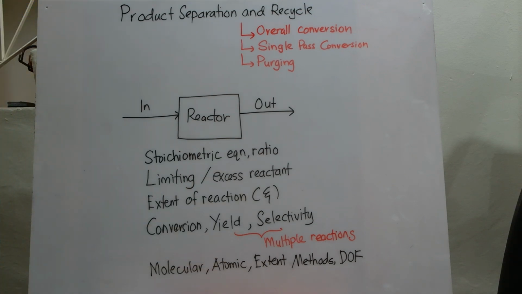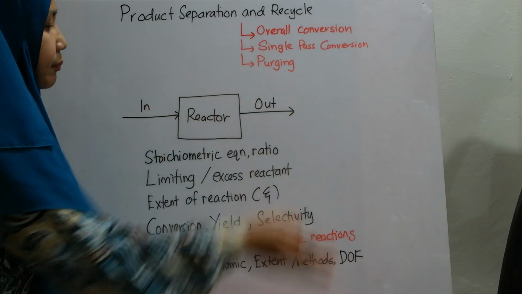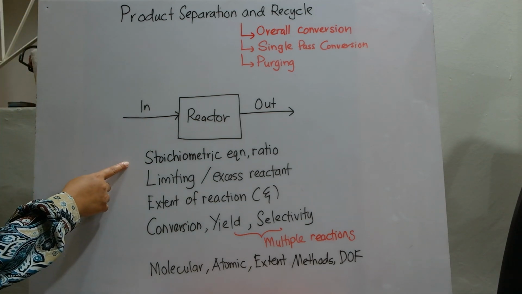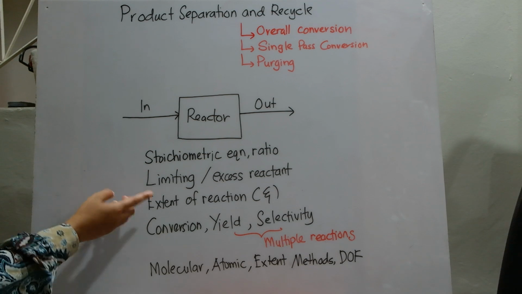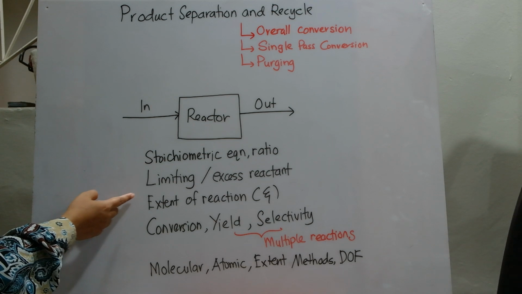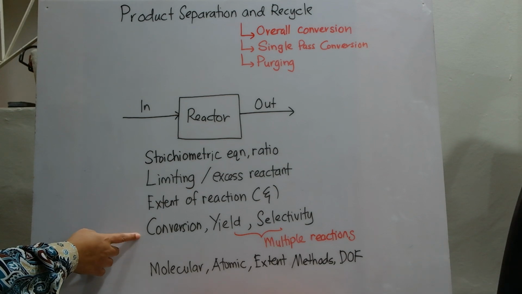Just a recap from the previous parts 1 to 10. We learned about mass balance with reactive processes, so we know we are now dealing with a reactor. As usual, this is a reactor with an inlet stream and an outlet stream. From parts 1 to 10, we learned about stoichiometric equations, stoichiometric ratios, and stoichiometric coefficients. We learned about limiting and excess reactants, and how to determine which is which. Then we learned about the extent of reaction, and the conversion of the reactant.